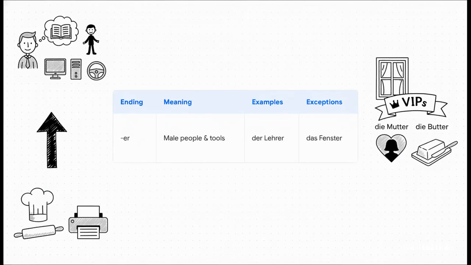Now let's talk about structure. Roles or tools ending in -er are usually masculine. So if a word describes an agent doing something, like der Lehrer, the teacher, or a tool doing a job, like der Computer, or der Fahrer, the driver, it's almost certainly masculine. Of course, you do have to watch out for exceptions. Treat words like das Fenster, die Mutter, or die Butter as memorable VIPs that break the mold. But honestly, memorizing 3 exceptions is a whole lot easier than memorizing 1,000 words individually, right?